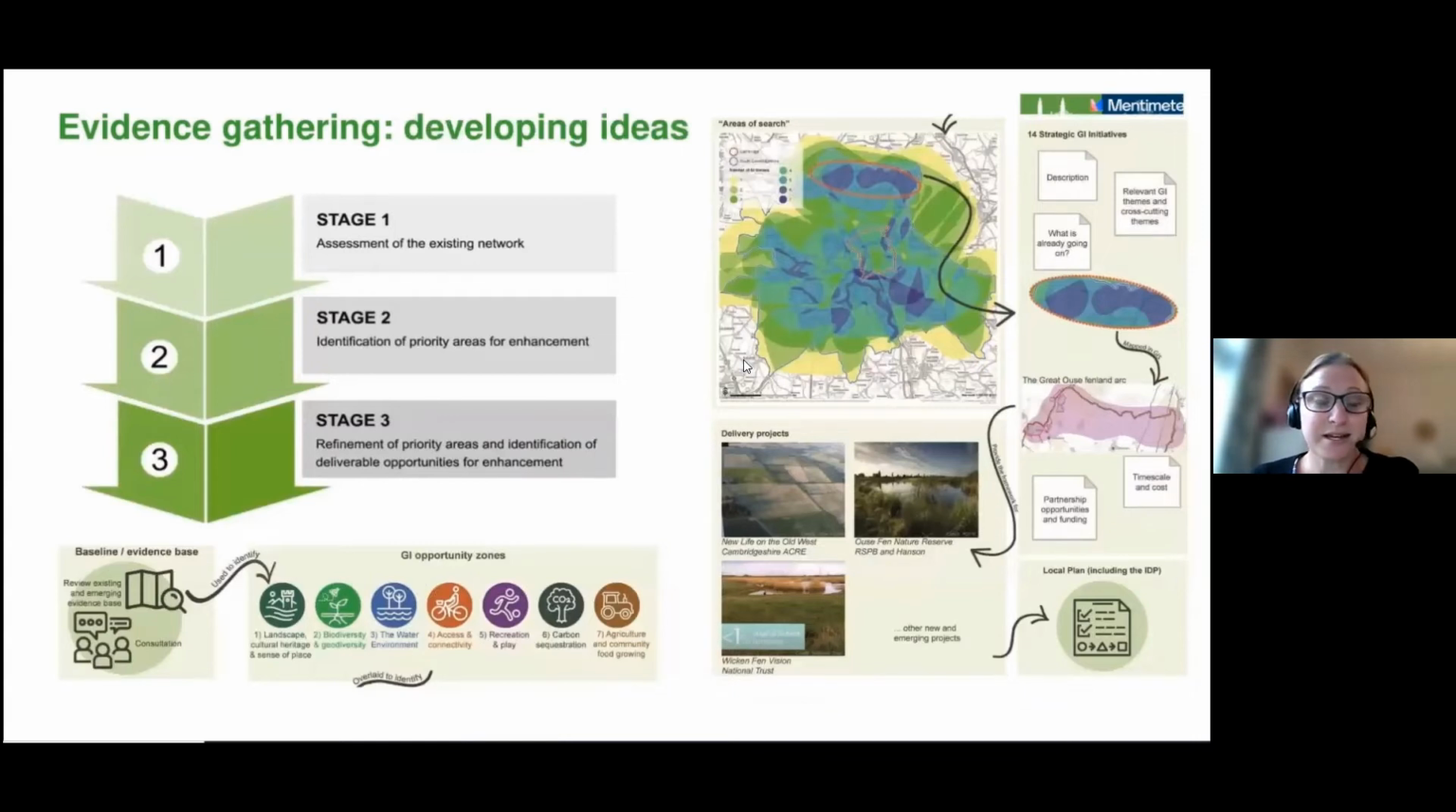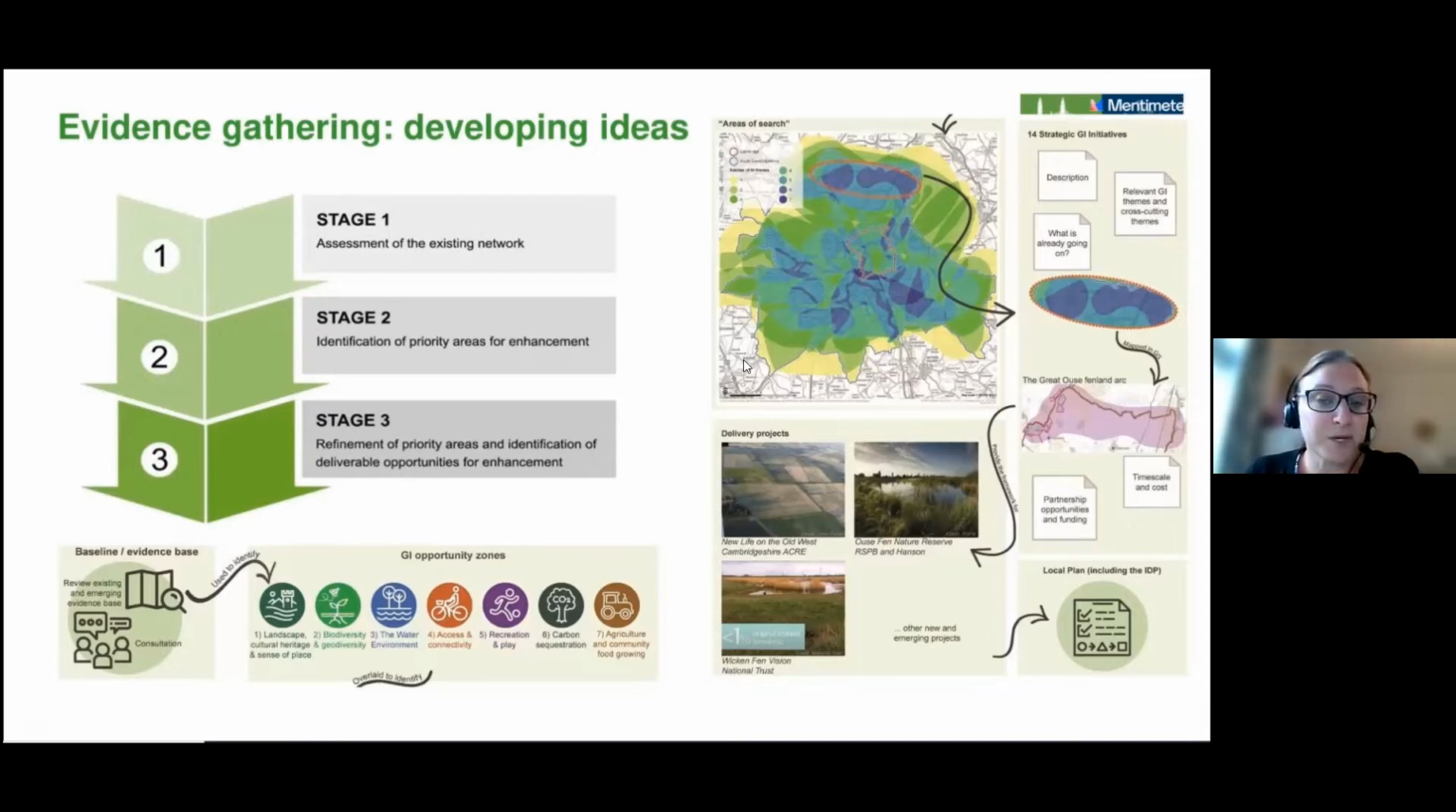So this slide aims to sum up what was quite an involved method. Overall, the study was undertaken in 3 stages. The first stage focused on a policy review, mapping the network, as I just mentioned, and undertaking a comprehensive review of existing and emerging evidence relating to the various functions of GI. There was a lot of incoming information and a lot of emerging documents and studies.